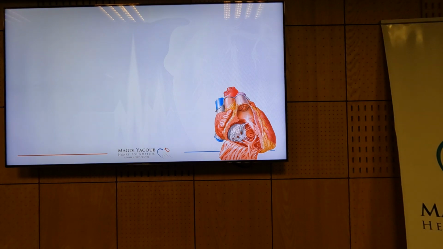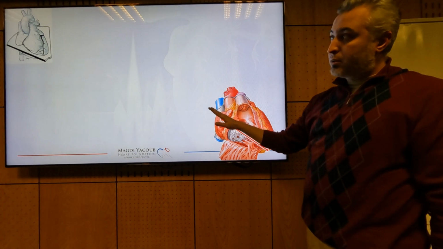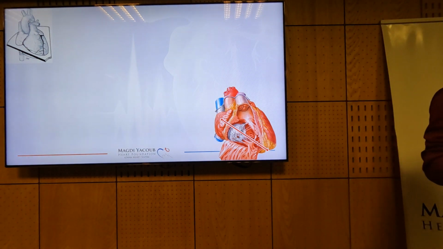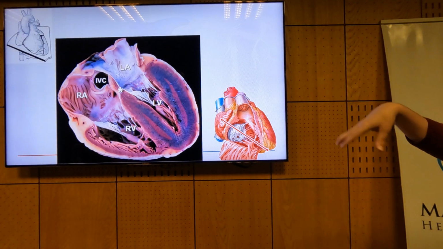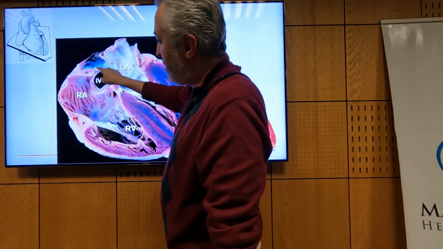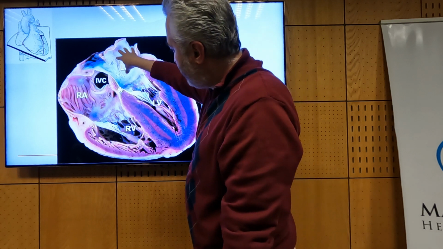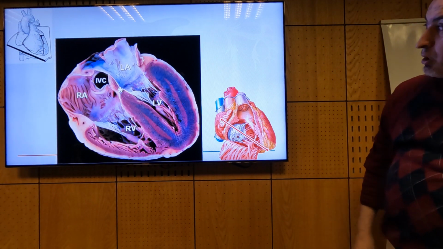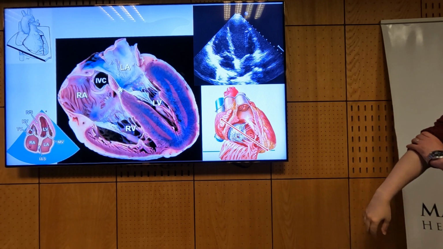Now, what if we cut across both atria and ventricles in that plane? So this plane. Okay, so you cut across both atria and both ventricles, and then you get a 4-chamber specimen. Right atrium, this is the orifice of the IVC, looking below. This is tricuspid valve, right ventricle, left atrium, mitral valve, and left ventricle. This is the apical 4-chamber view of echo.